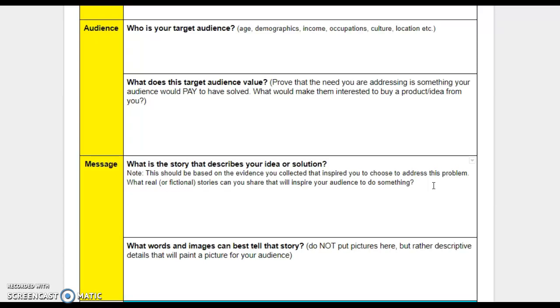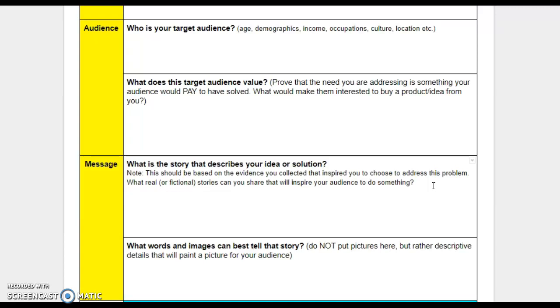And then the final section is what words and images can best tell that story. This is not asking you to put pictures here. What you want are descriptive details that will paint a picture for your audience. So for instance, if in my story that describes my idea or solution, I talk about an older person who's living in a community and they want to be a part of it, but there's no way for them to have access to a car or to something else.